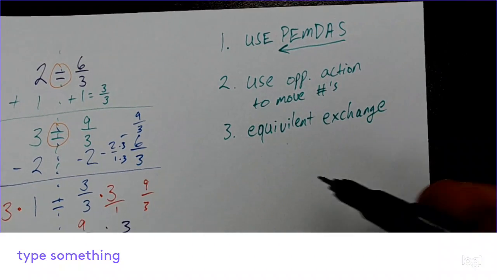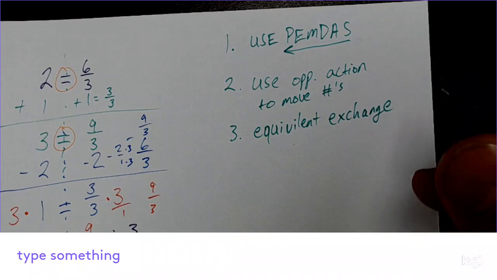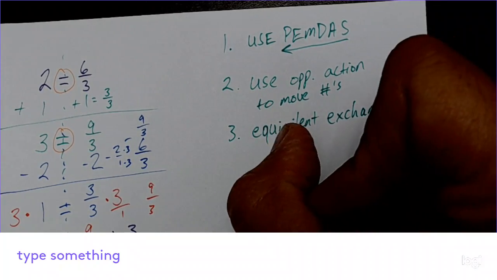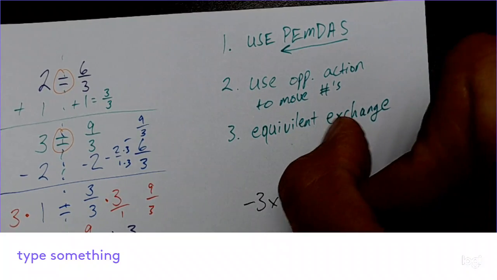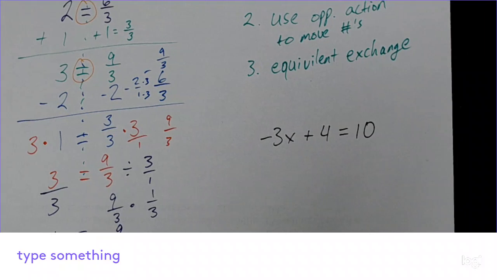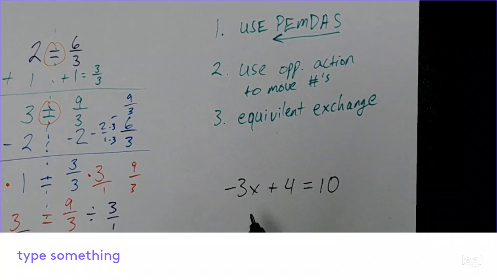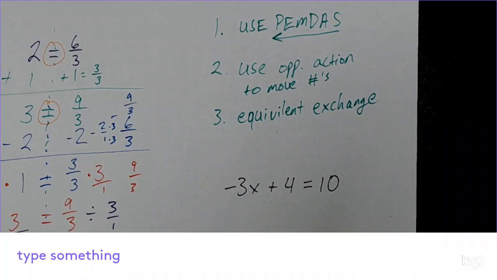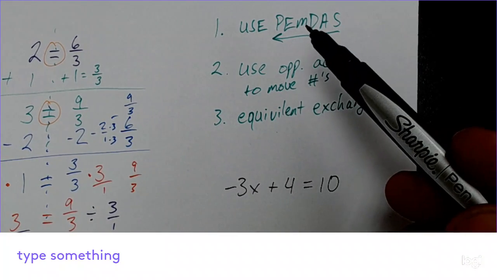So let's say we have something like, let's say we've got negative 3x plus 4 equals 10, okay? Now, remember, the goal is I want this x all by itself. There's 2 numbers next to x right now, negative 3 and 4. Let's go to rule number 1. I'm going to use PEMDAS backwards.